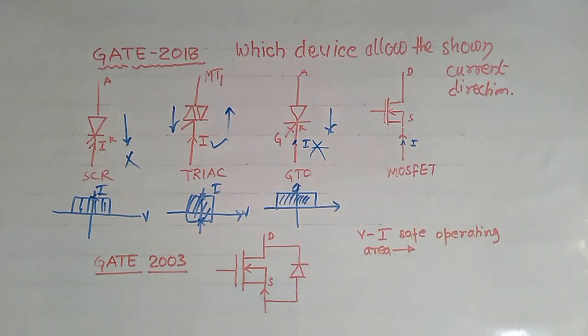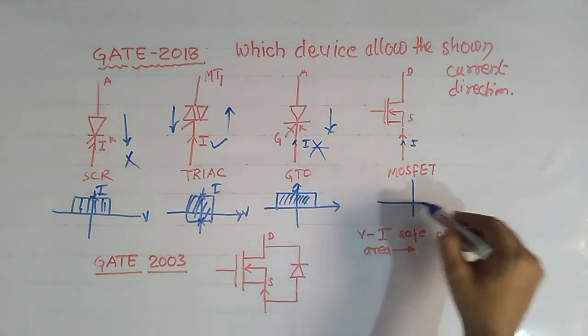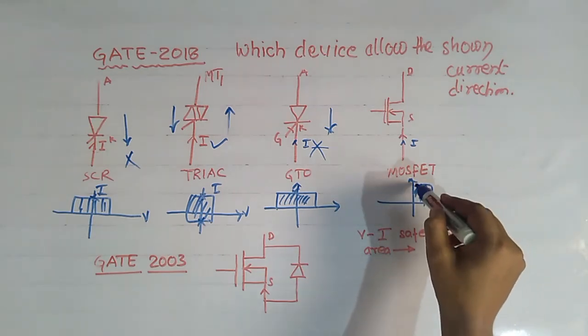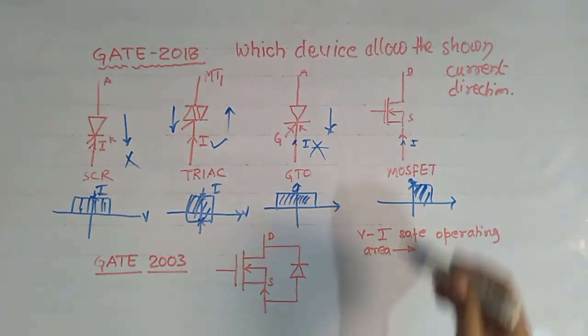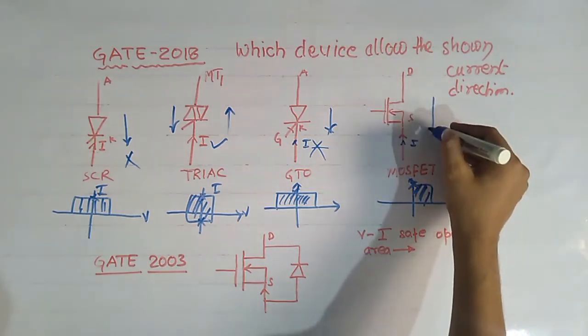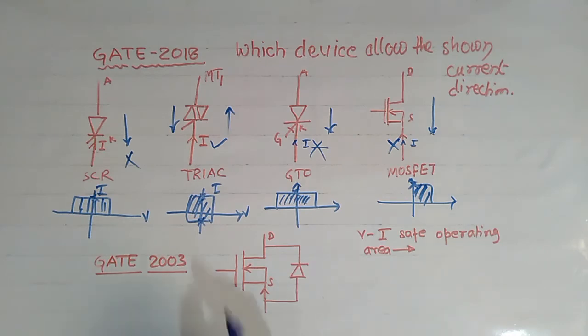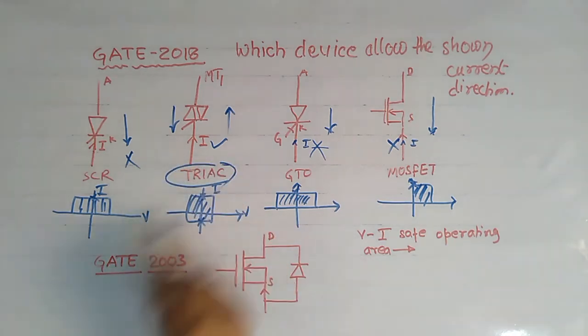Now take the MOSFET. We know that the safe operating area of a MOSFET is like this. It means it also allows only the positive direction of current, that is in this direction. That's why it will not allow this direction of current. So only the triac is correct.